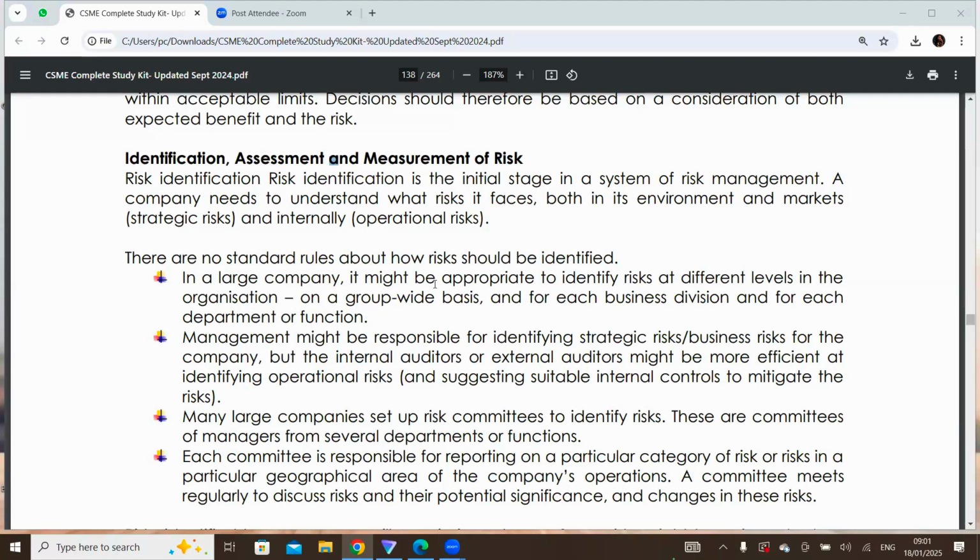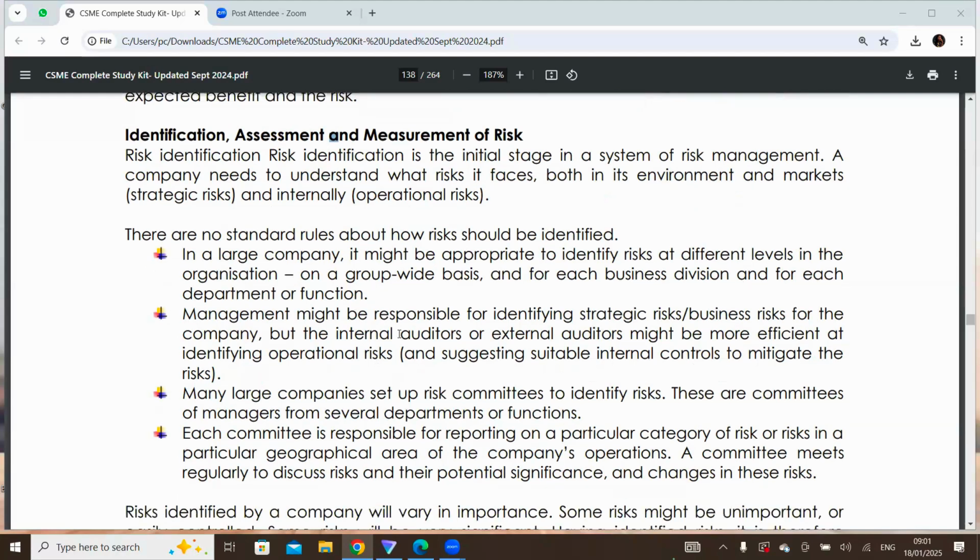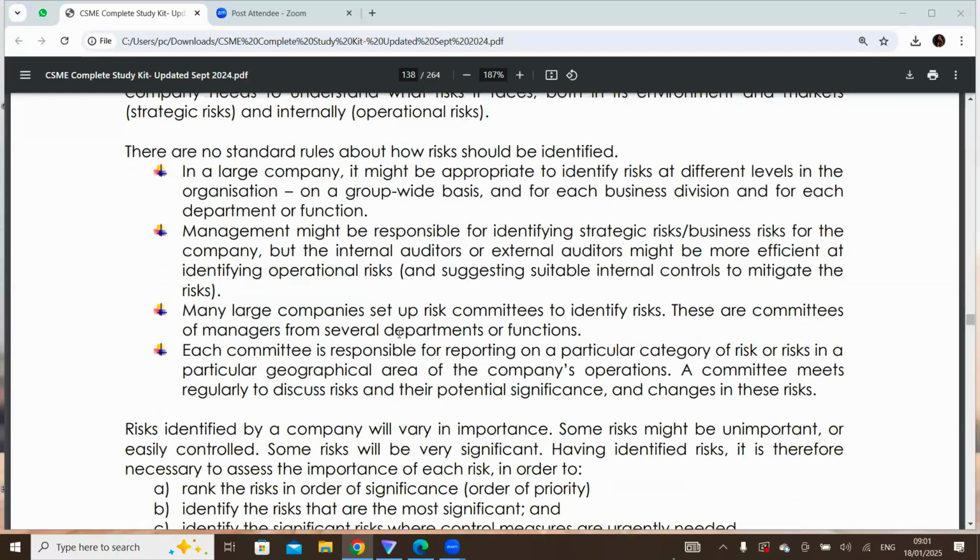Okay, this is the risk that we can face in this department. Then we have that management might be responsible for identifying strategic risks for the company, but the internal auditor or external auditors might be more efficient at identifying operational risks because they are the ones doing the day-to-day running, right? So they're in a better position to let you know that, okay, this is what is happening.